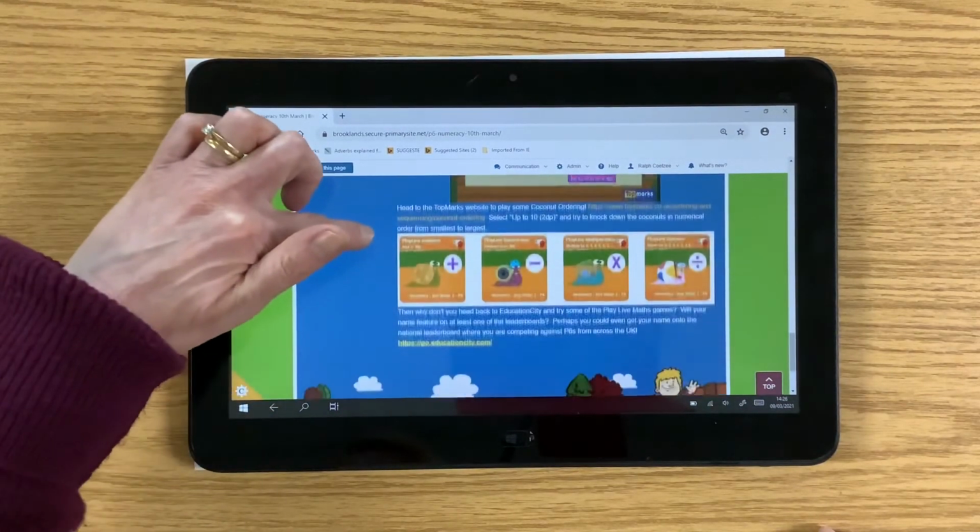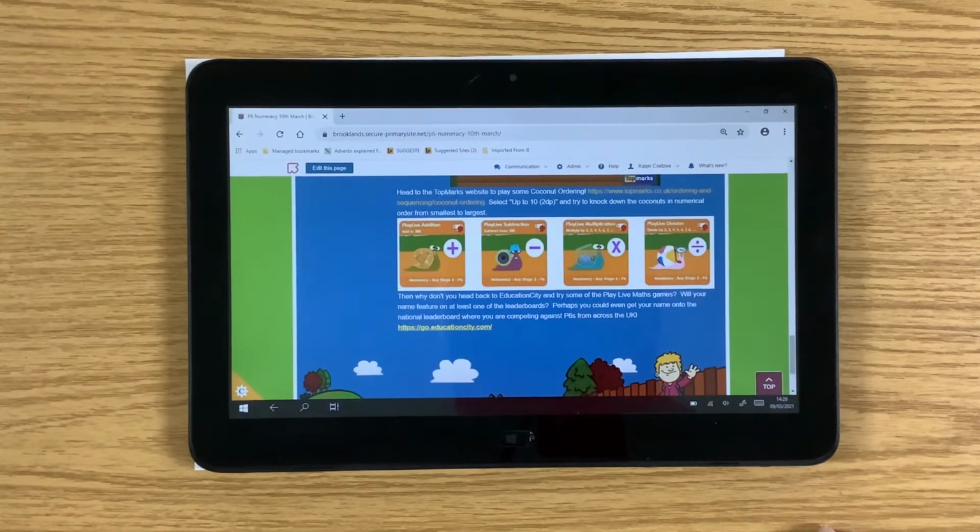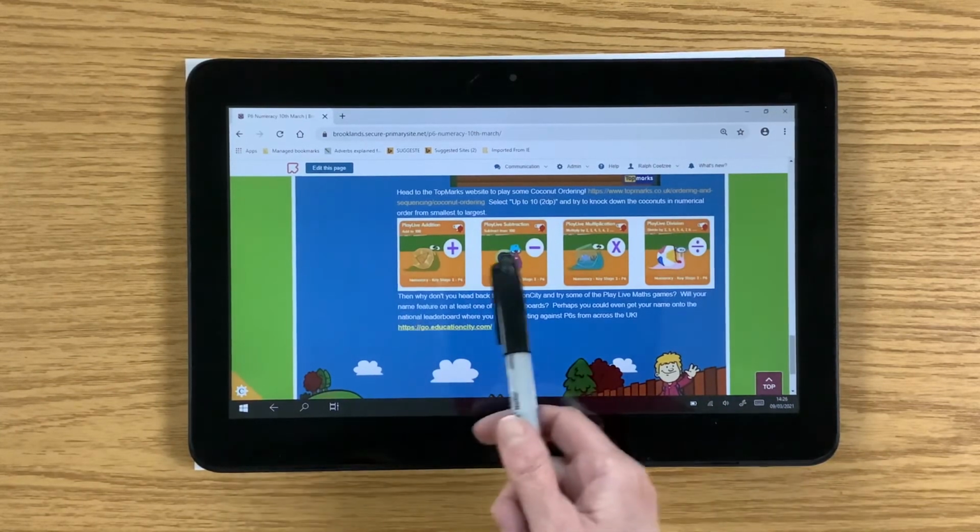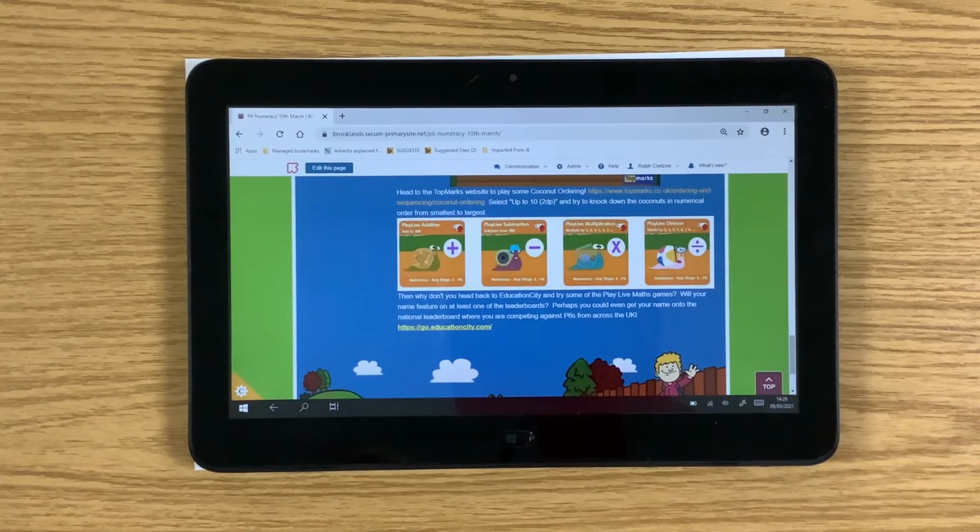And then to finish off, why don't you head over to Education City and see if you can get your name onto the leaderboard for one of our Play Live Maths. Maybe it'll be the adding, subtracting, multiplying or dividing. Some of you last week even managed to get your names onto the national leaderboard, not just the Brooklands leaderboard, but also the national one.